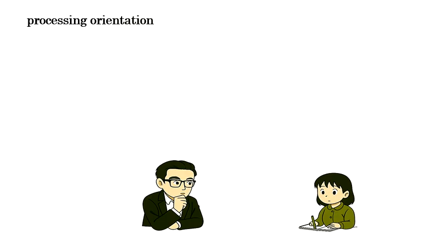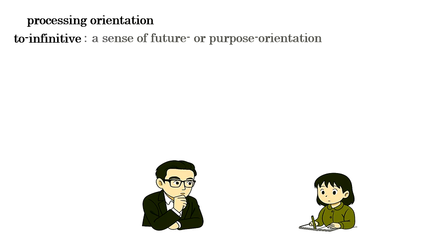What exactly do you mean by processing orientation? A to infinitive carries a sense of future, or purpose orientation. So it tends to be interpreted as an adverbial use of purpose. And if you put that more generally? When we're used to seeing a certain pattern, and something that looks similar comes up, we tend to interpret it using the familiar pattern. Exactly. That's what a processing orientation is.